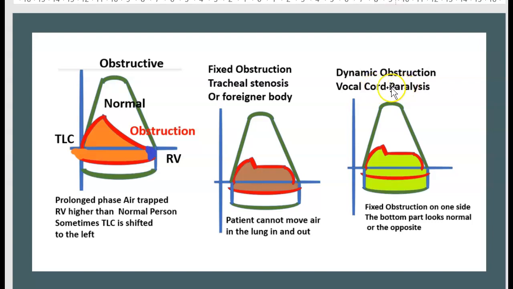Dynamic obstruction, otherwise vocal cord paralysis. Fixed obstruction on one side, there is a fixed on one side. The bottom part looks normal, but it is fixed on one side. It's the model of vocal cord paralysis.